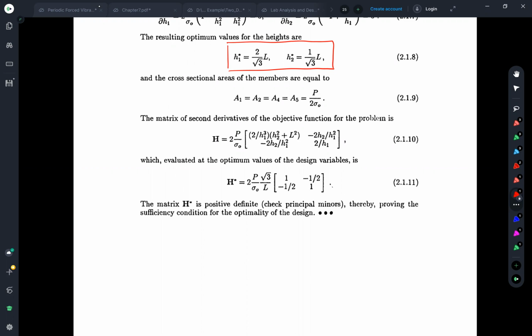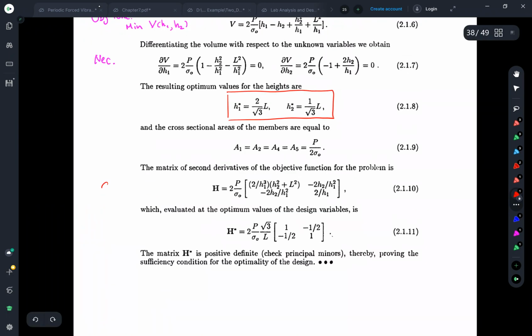If you go further with the Hessian to prove to everyone that your obtained solution is a real local or global minimum point, I have to perform one more derivative. This is the sufficient condition. We have to perform the second derivative of the objective function with respect to hi and hj. In this case, you have h1 and h2 as the only two variables, so the Hessian becomes a 2 by 2 matrix, and 2.1.10 shows you that.